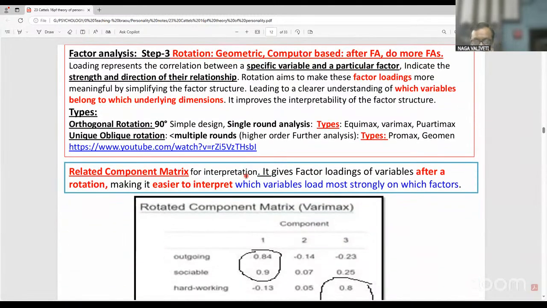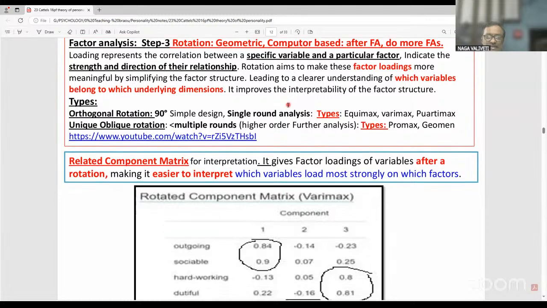So next one is the rotation. It is done through computers. The factor loading will be done and weightage will be given. Which observed variables are mostly coming closer to these traits? Which variables contribute more in terms of strength to a particular dimension or factor, such as introversion, extraversion, conscientiousness, openness? How close they are coming is given very clearly in this.